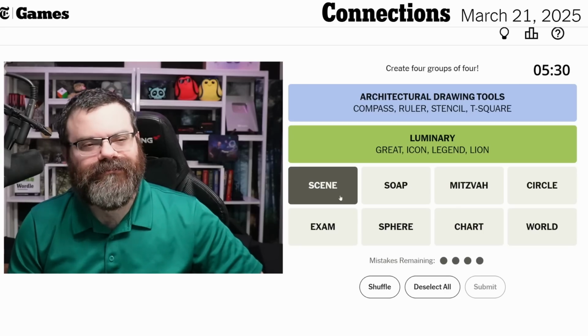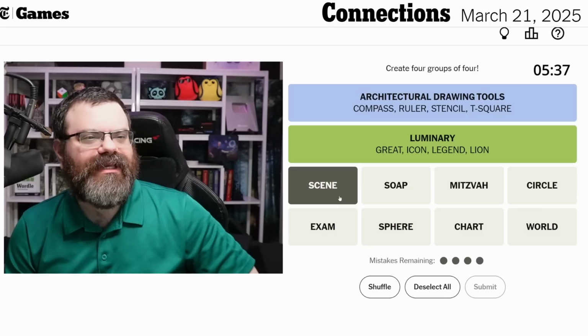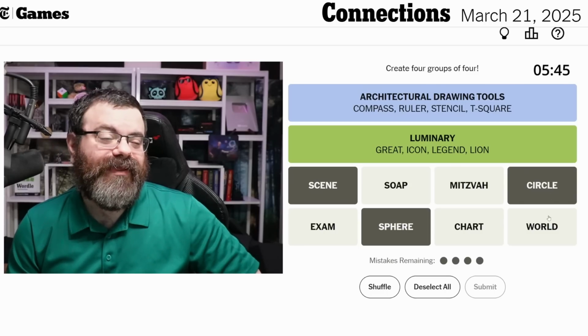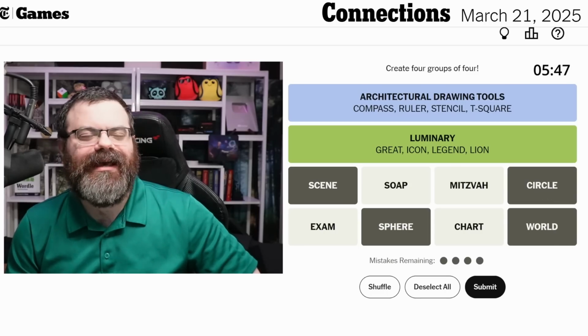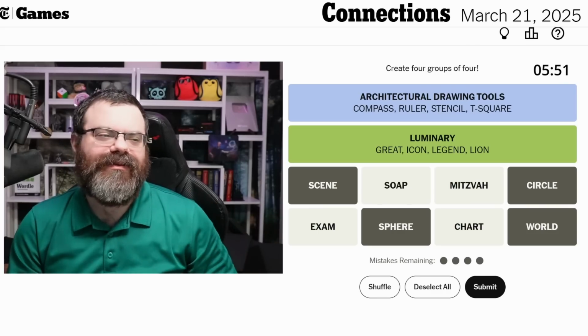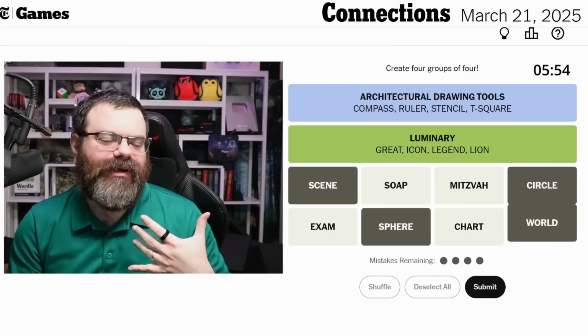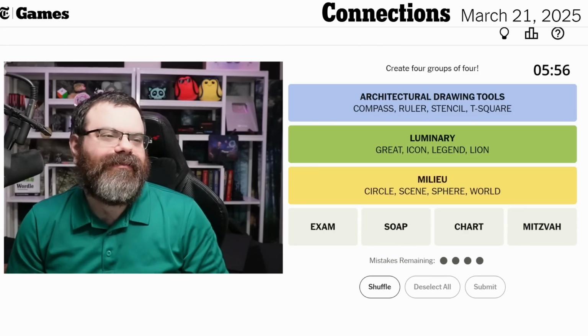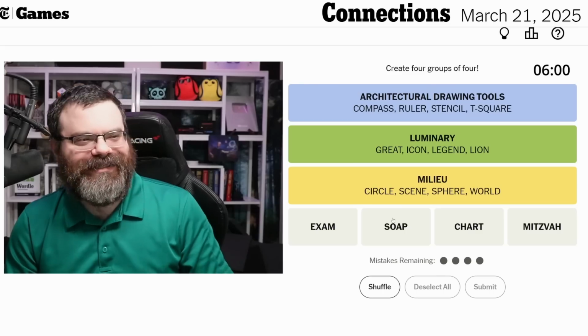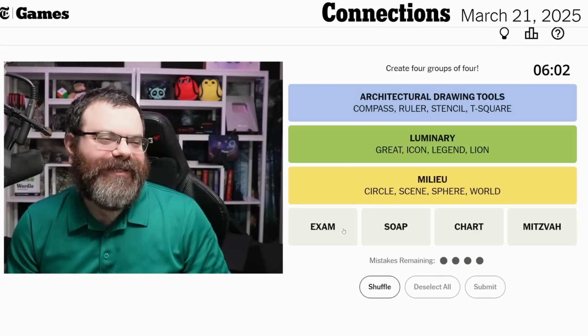Scene. What are we doing with these? One of these is supposed to be yellow. Scene and sphere and circle and world. I think that this is like the people around you, the place you live in, right? Where you occupy. Yeah, I was going to say the milieu. I'm going to have to look up that word, but I'm pretty sure it means what I just said.